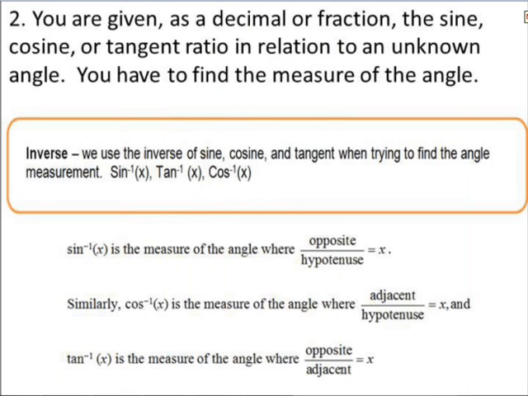Okay, so sometimes we're given as a decimal or a fraction the sine, cosine, or tangent ratio in relation to an unknown angle. So we have the ratio or we have the decimal. We just don't know the angle. Here we're going to use what's called the inverse function in our calculator. We use the inverse of sine, cosine, and tangent to find the angle. Okay, sine to the -1, it looks like here. That's not like an exponent. That's when we're taking the inverse. It's undoing the problem for us. And here's what that looks like.